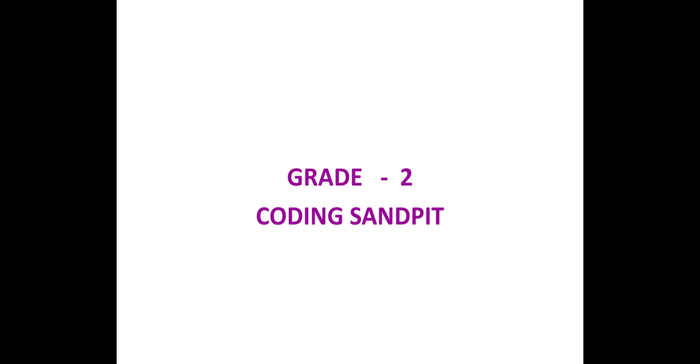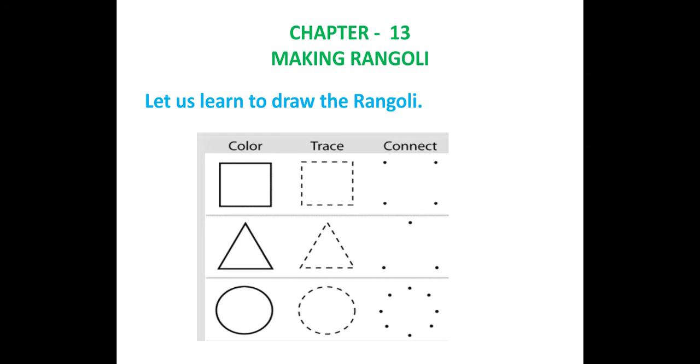It is our skill subject. So in this class we are going to see chapter number 13. The name of the chapter is Making Rangoli. What is the name of the chapter? Making Rangoli. The spelling for making is M-A-K-I-N-G, making.